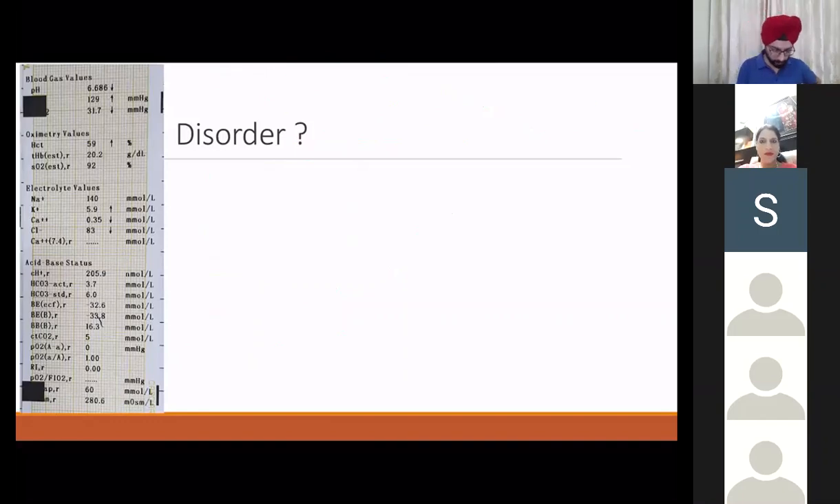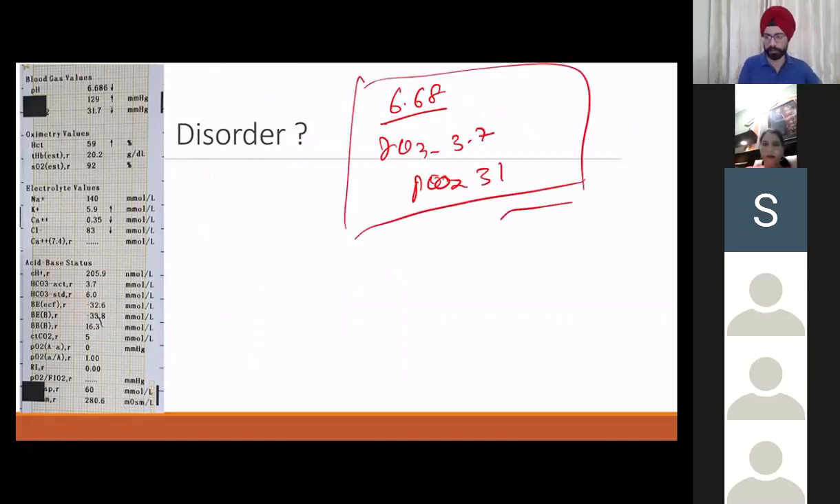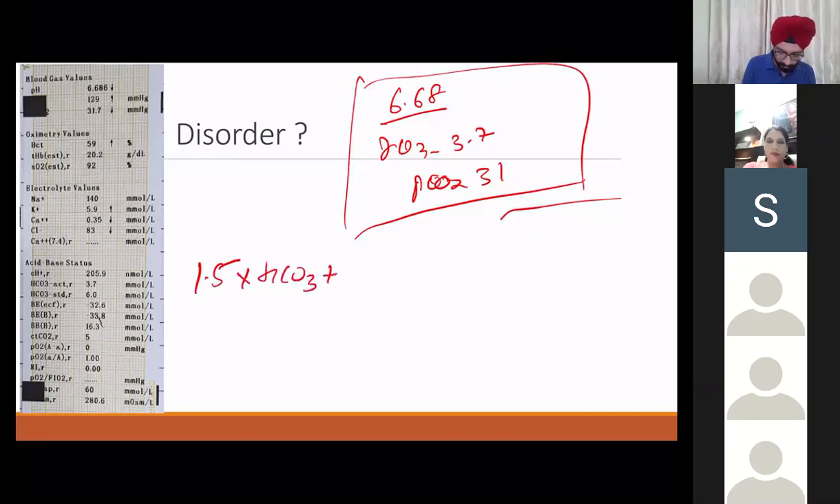I need an answer. So pH is 6.68. Bicarbonate is 3.7. PCO2 is 31. Okay, let's calculate. Just to remind you, in case of metabolic acidosis, the formula is 1.5 into bicarbonate plus 8 plus minus 2. That is the expected PCO2.